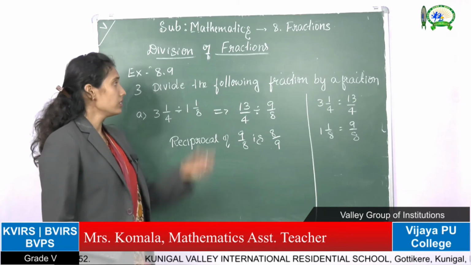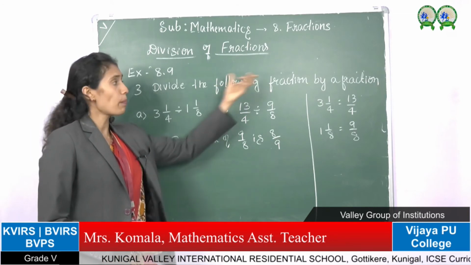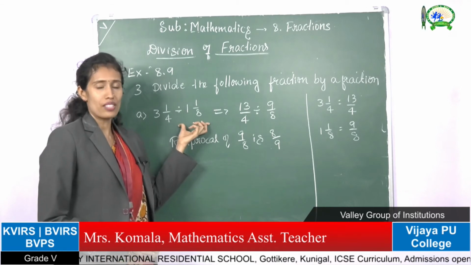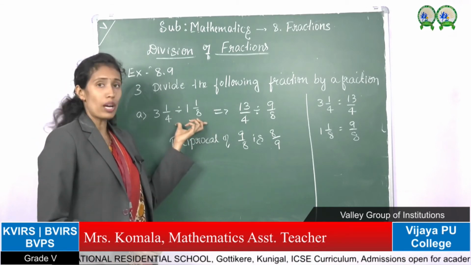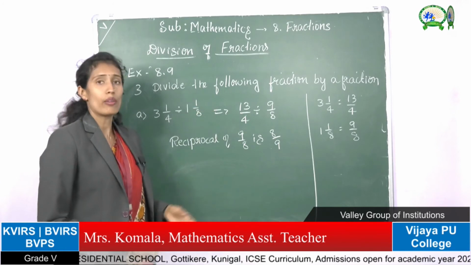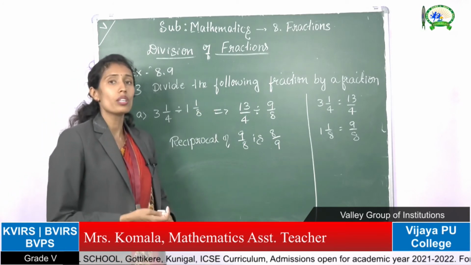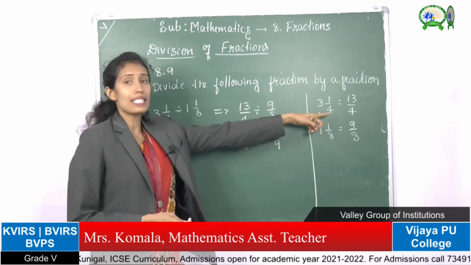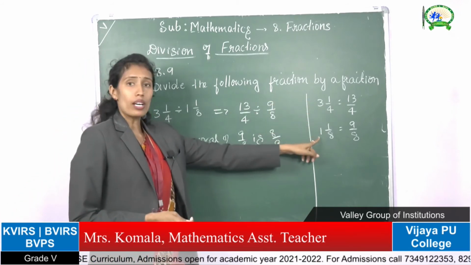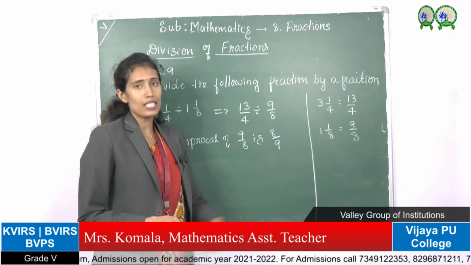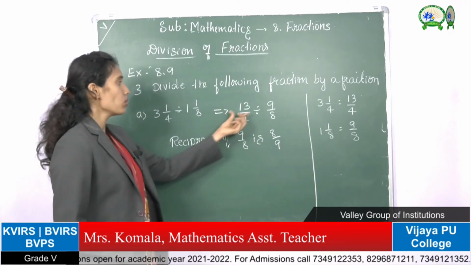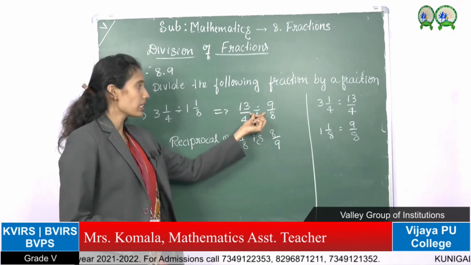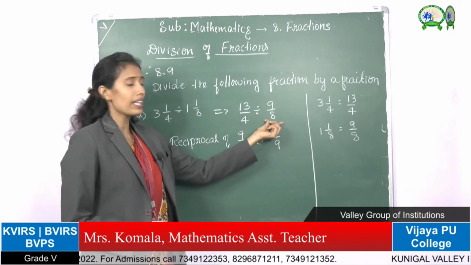Now let us learn the division of fraction by a fraction. Here both the fractions are mixed fractions. We cannot divide the mixed fraction. First we have to convert the mixed fraction into improper fraction. 3 into 1 by 4 can be written as 13 by 4 and 1 into 1 by 8 can be written as 9 by 8. Now let us substitute. Instead of this fraction we can write 13 by 4 divided by 9 by 8.